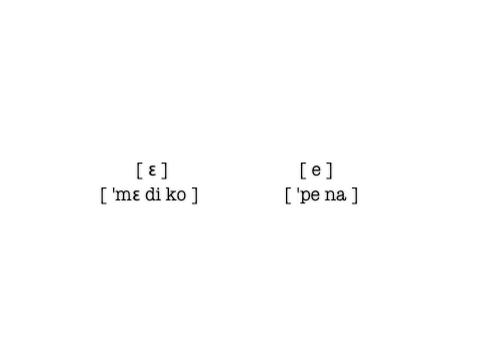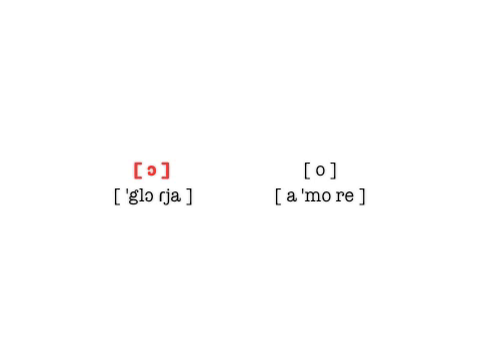Now here on the left you see the open O symbol, and on the right the closed O symbol. Again, these sounds can be difficult for English speakers to tell apart. Open O is pronounced as in gloria, while closed O is pronounced as in amore.